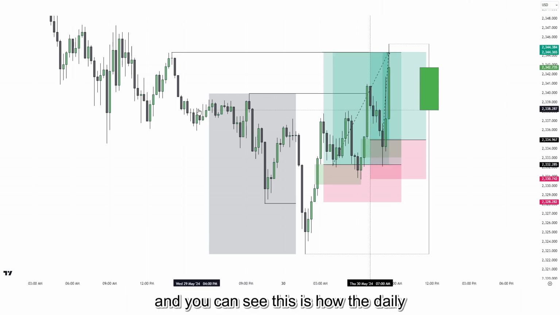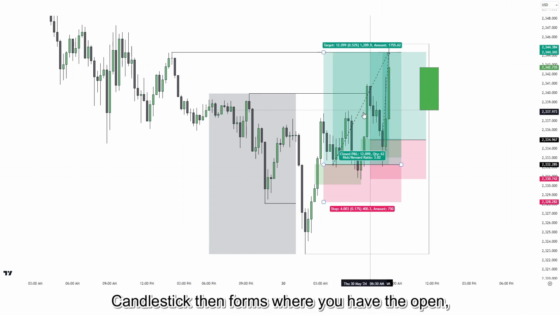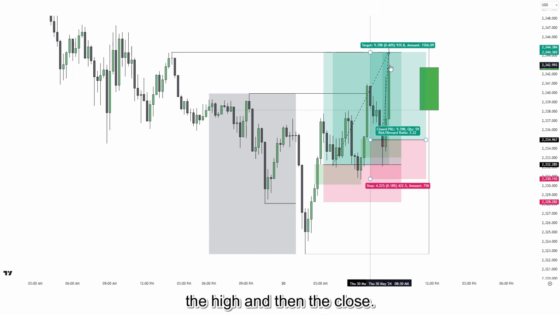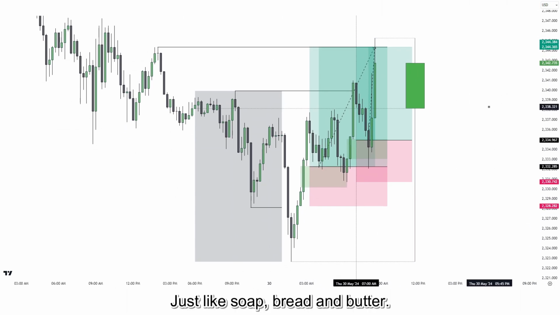And you can see this is how the daily candlestick then forms, where you have the open, the low, the high, and then the close. Just like so, bread and butter, almost every single day, every single week, you're going to catch a position like this. That's going to be it for the video.